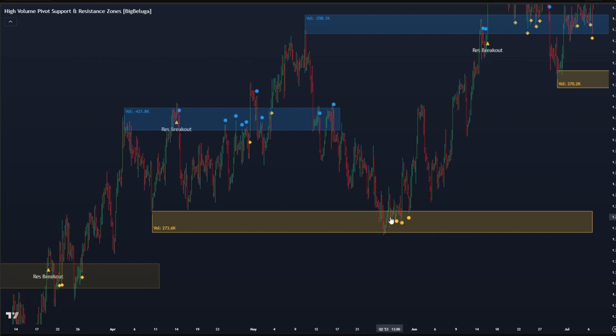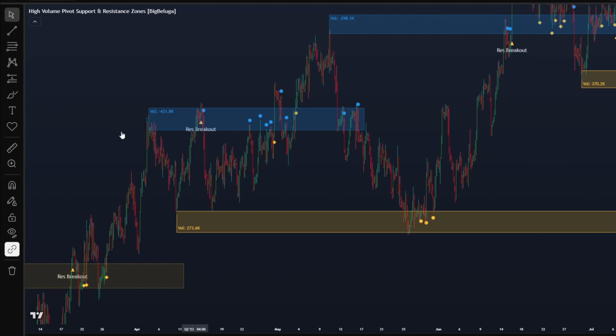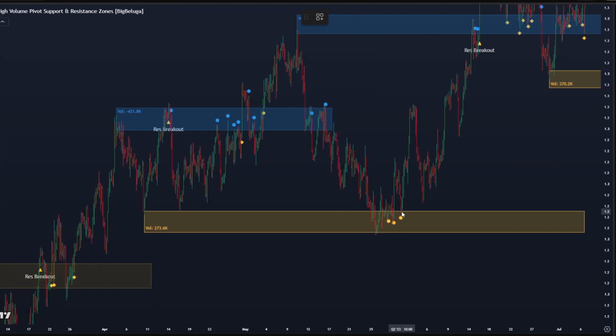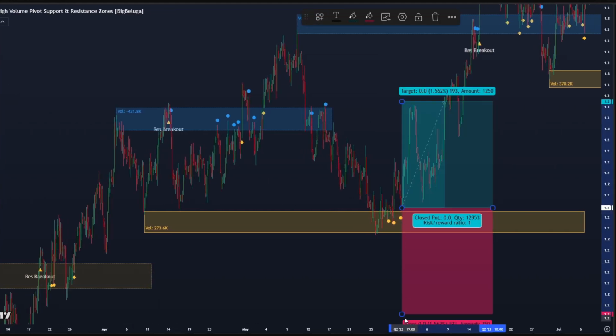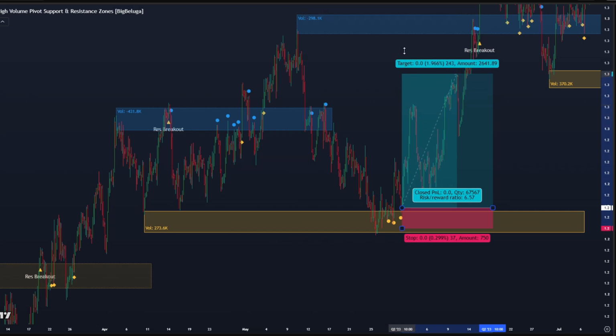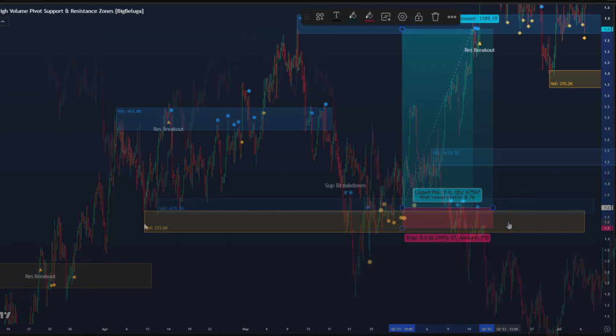Price returned to this area several times, and the indicator displayed orange circles during the retests. The orange circles represent potential bullish reactions. These signals could provide opportunities to look for long positions, with the stop loss below the support zone and the profit target near the next resistance area.